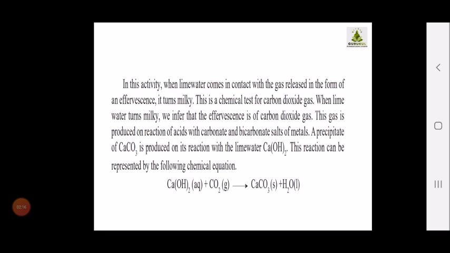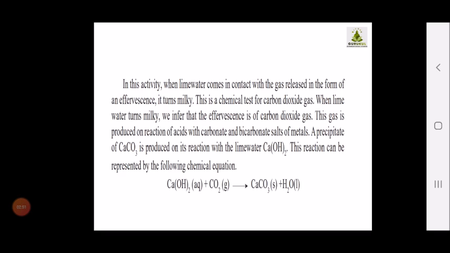So in this activity, when lime water comes in contact with the gas released in the form of effervescence, it turns milky. So which chemical test is this? This chemical test is for carbon dioxide gas. So when lime water turns milky, we infer that the effervescence is of carbon dioxide gas, and this gas is produced on reaction of acids with carbonates and bicarbonate salts of metals.